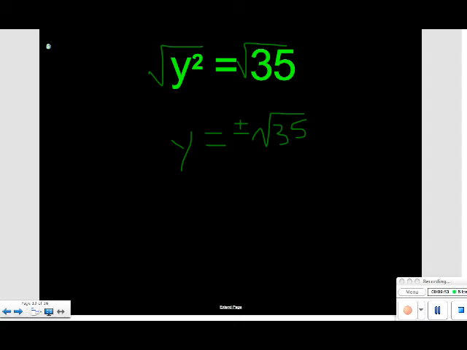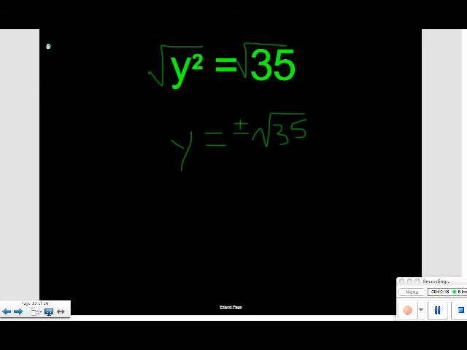If you're good at mental math, you can see that 35 is going to be close to 36, and if I took the square root of 36, that would be 6. So I know it's going to be probably 5.9 something. But when we do these sorts of things, we're going to use the rounding rule that we have used for the entire year so far. We're going to try to round to the nearest hundredth place.